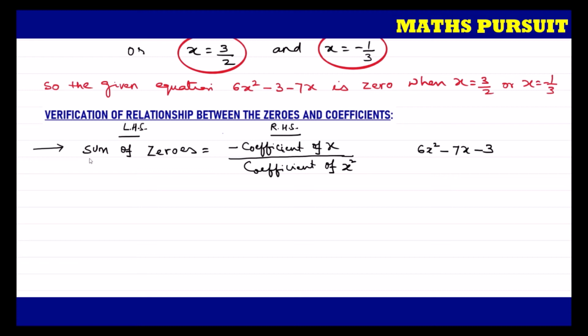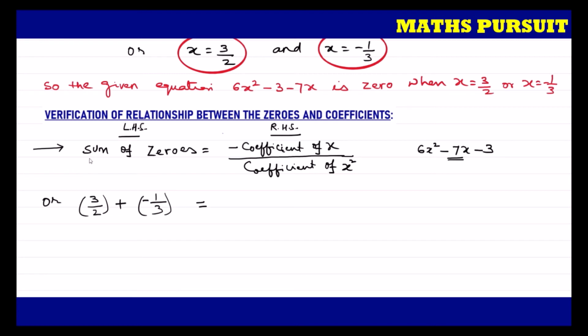What we have is 6x² minus 7x minus 3. Now, I can write here the sum of zeros. If you look here, we got two values of zeros. One is 3 by 2 and the other one is minus 1 by 3. So the sum of zeros means 3 upon 2 plus minus 1 upon 3. That means we are adding the zeros, and the sum is equal to minus the coefficient of x.